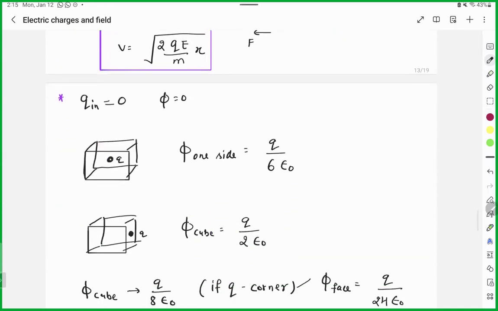So, next, if the charge inside is zero, then the electric flux is zero. Example, if you have Q charge and you want to know the flux, I have to put it here.